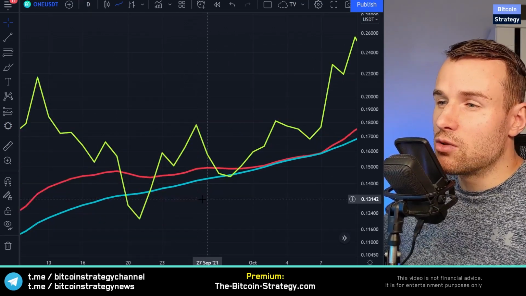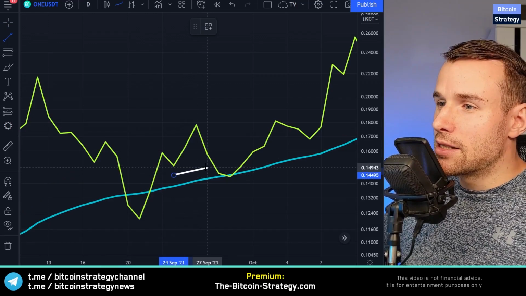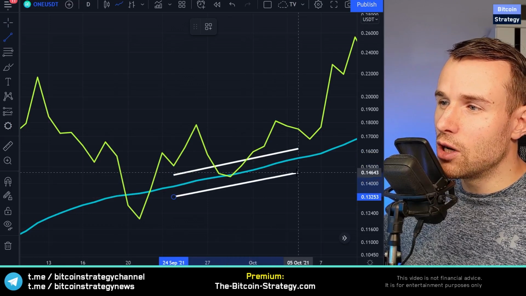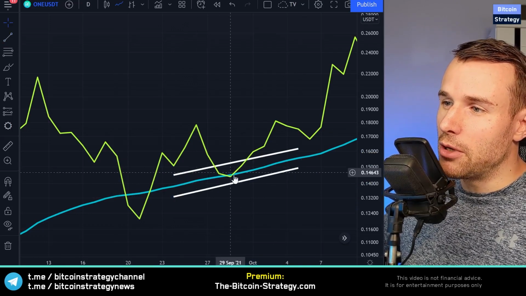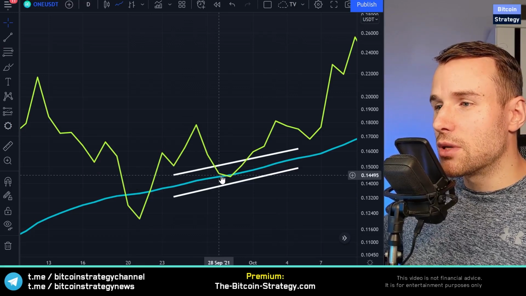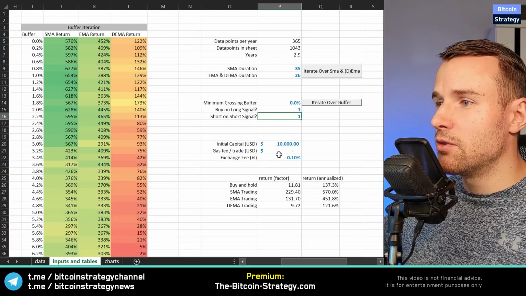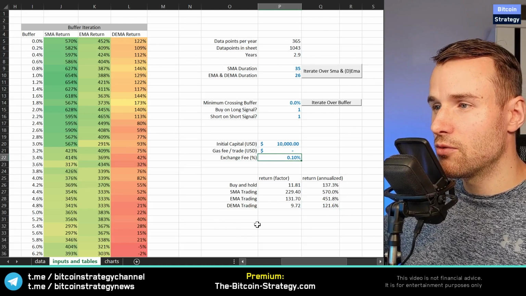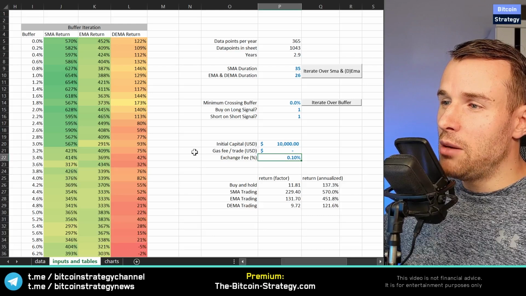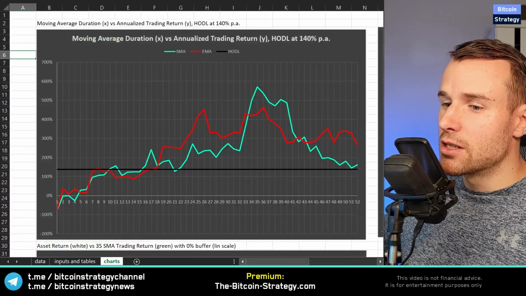So maybe there's a way to somehow put a buffer around this to only trade when we are, let's say, 10% above or 10% below, and completely ignore all the signals that happen when we are very close to the moving average. So maybe this way we can avoid additional trading fees. We can avoid these bad signals. The trading fees, by the way, that I simulated this with is 0.1% for each buy and for each sell. So that's the Binance trading fees. So maybe we can trade a little less and get a bit more performance by including such a buffer.